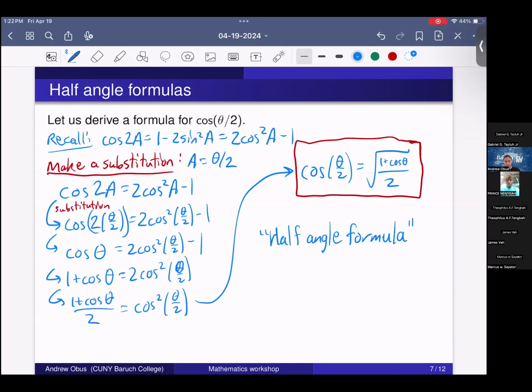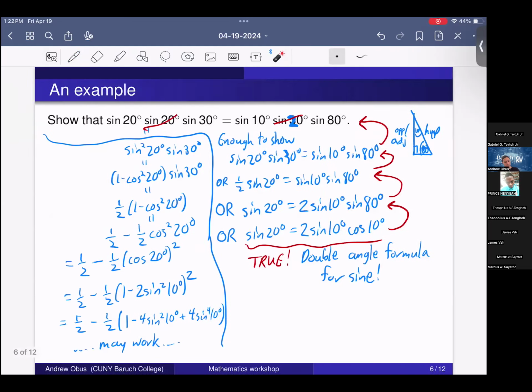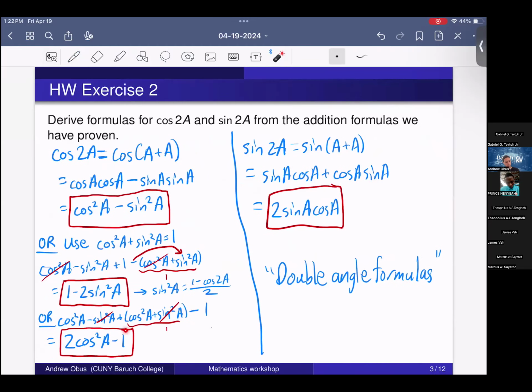Yes, sir. Yes, Prince? Yeah, thank you for this demonstration. Very much admire it. But my concern has been, due to what we have, cos theta equal to 2 cos squared theta over 2 minus 1, why you decided to just take this minus 1 and carry across? Well, okay, so this is just the formula that we have. I'm just copying this formula from the earlier page, right? This is just the formula that we derived for cosine of 2a. It's 2 cosine squared a minus 1. Okay, this is the formula that we did earlier on in the homework.